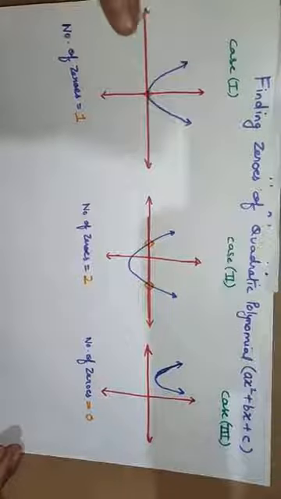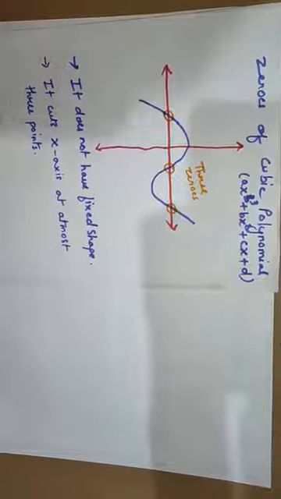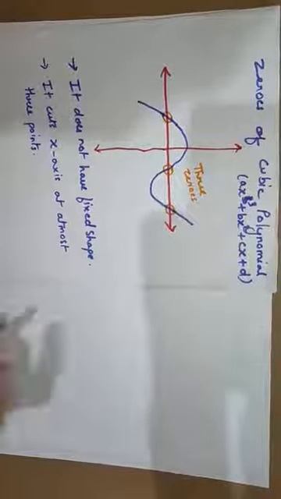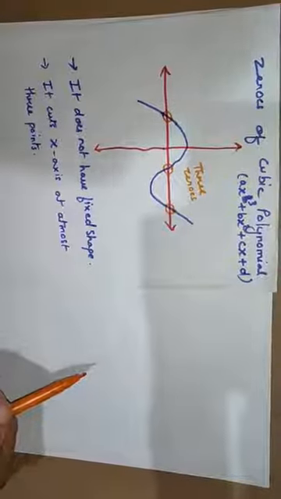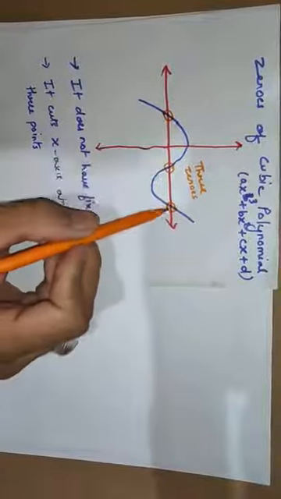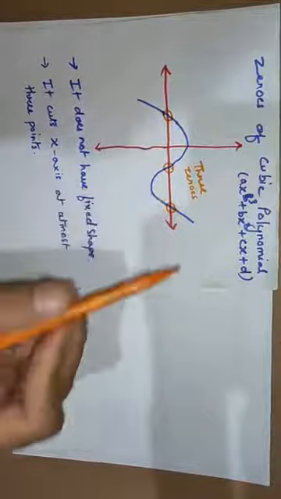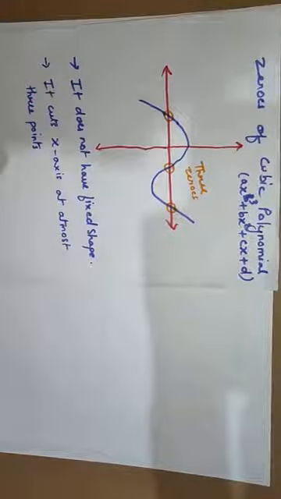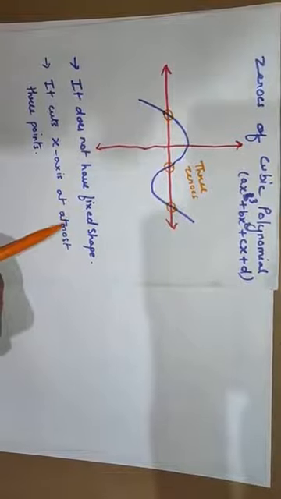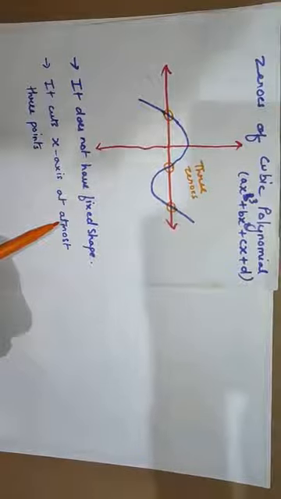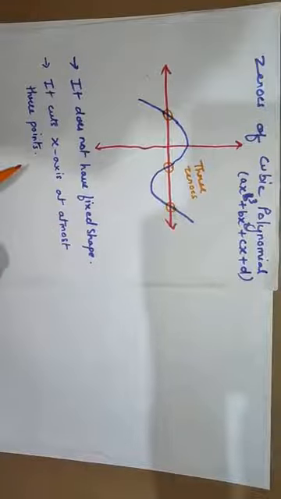Coming on to finding the zeros of cubic polynomial. Now, as you can see, this curve is of cubic polynomial. It is cutting the x-axis at 3 points, first, second and third. So number of zeros here are 3 zeros. So what is the property of cubic polynomial? It does not have a fixed shape, or you can say it does not have a fixed curve. It cuts the x-axis at most 3 points.